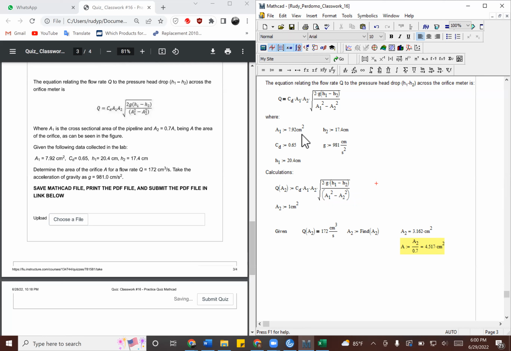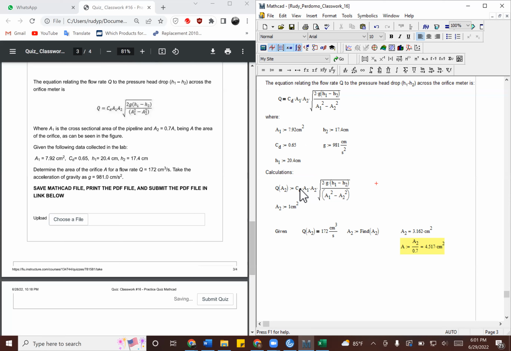You don't need to define A. This would be similar to writing Q of X, where X is your independent variable. So this is just telling MathCAD that this is a function based on A2. It's not going to ask you to define A2 because this is just a function. You're defining a function there.